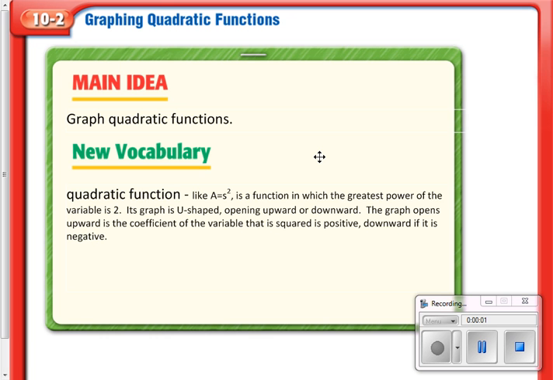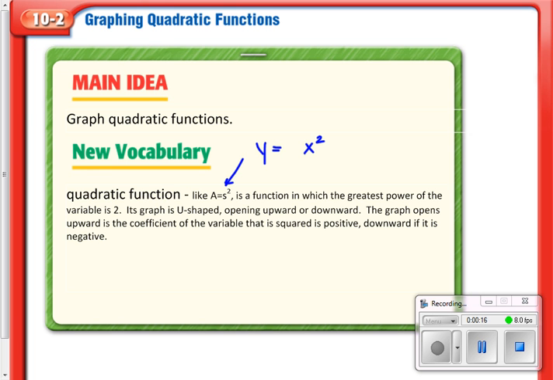Graphing quadratic functions. A quadratic function is like using an equation, A equals s squared. That's saying that the area is equal to side times side. That would be an example of a square. What you'll more likely see is y equals x squared.